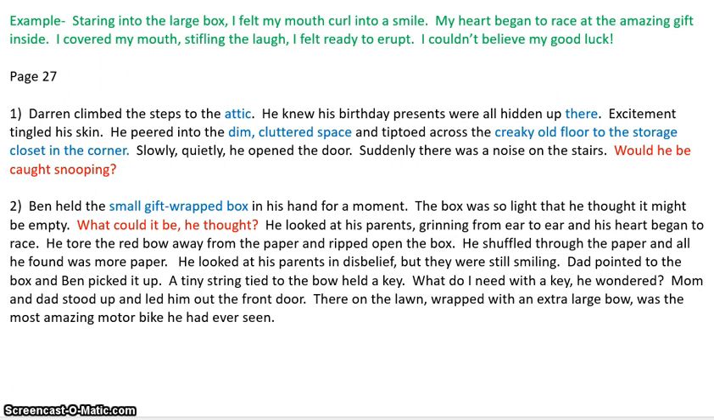Okay, I didn't go through and highlight every time they used the word box. I think, personally, that they shouldn't have used the word box over and over again. I think they should have replaced it with something else. It says he shuffled through the paper and all that he found was more paper. He looked at his parents in disbelief, but they were still smiling. Dad pointed to the box and then picked it up. A tiny string tied the bow that held a key. What do I need with a key? he wondered. Question mark. So you're going to take your red colored pencil and highlight that sentence because that's another story question.